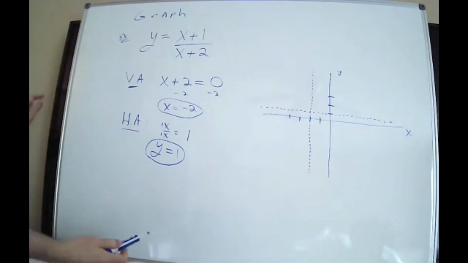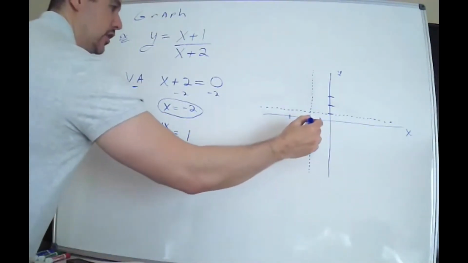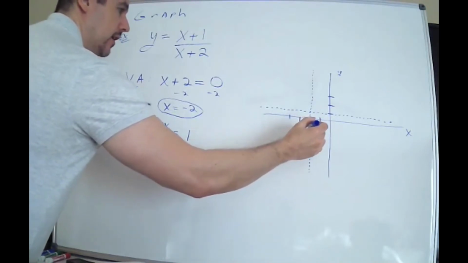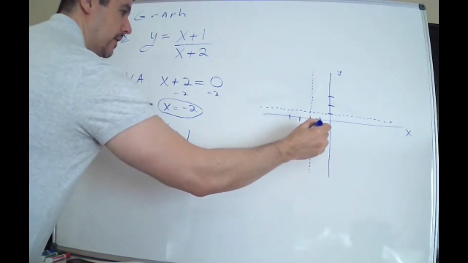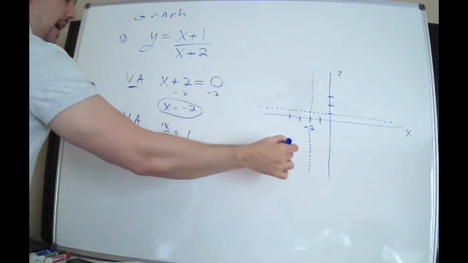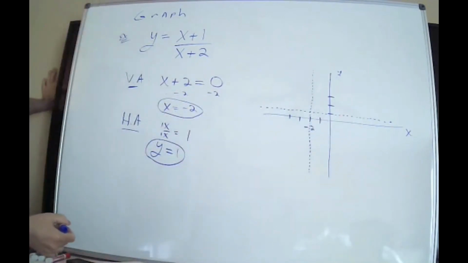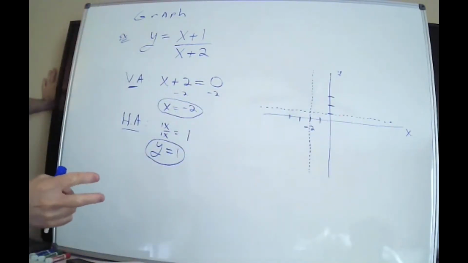Now you're almost there. I have to figure out what the graph does to the left of -2, right? There's -2. I need to know what the graph does out here. Is it up there or is it down there? And on the other side, is it up there or is it down there? And the way I'm going to do that is I'm going to plot 2 points.